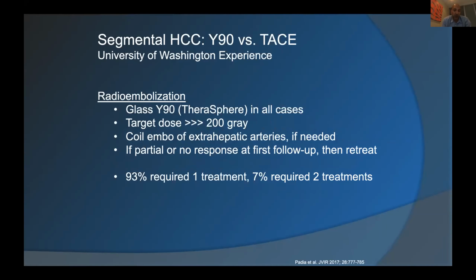The target dose was always treated to be greater than 200 gray, but in reality, we were going way higher than 200 gray. We were going 500 gray, 800 gray, over 1,000. There was a couple where we were doing 1,500 gray. Basically, it was as high as we felt we could go. You coil embolize the extrahepatic arteries like GDA and right gastric, but honestly, we almost never did that because you're so super selective. And again, we retreat if needed, but 93% of the patients only required a single treatment for their tumor. So a very small minority required multiple treatments.